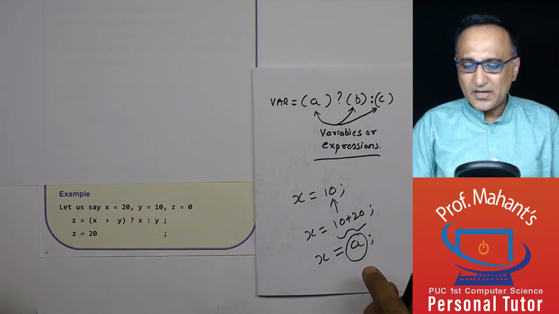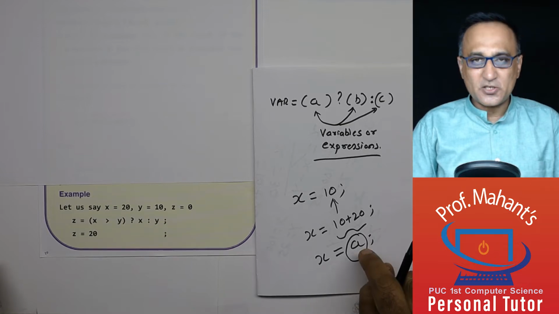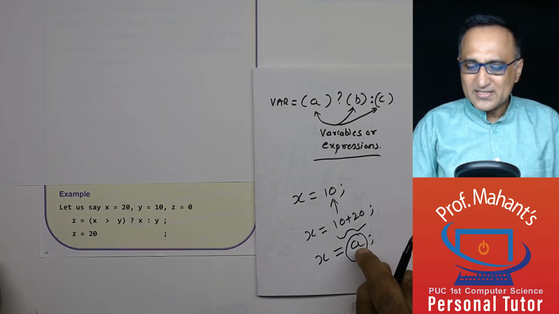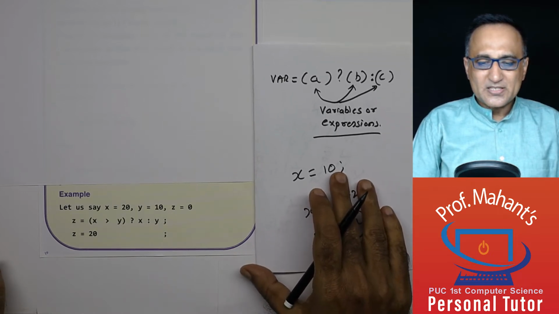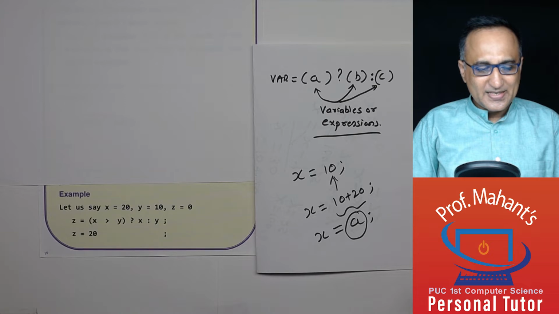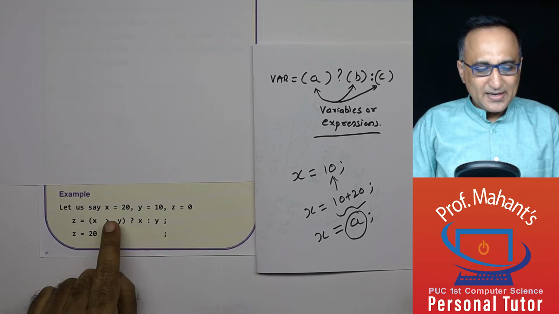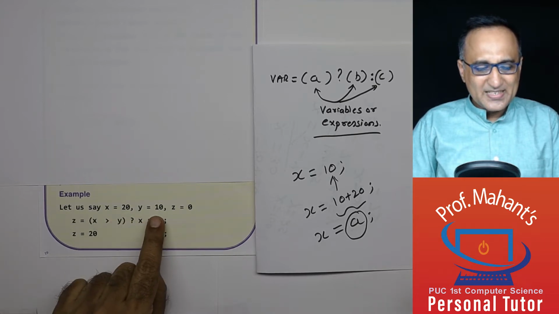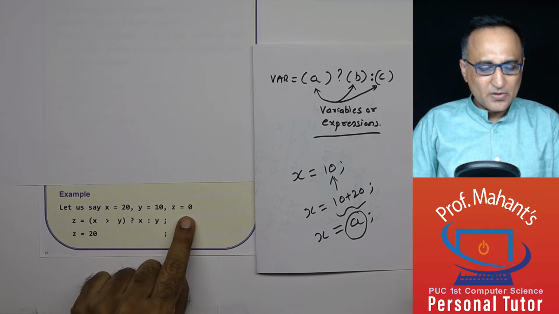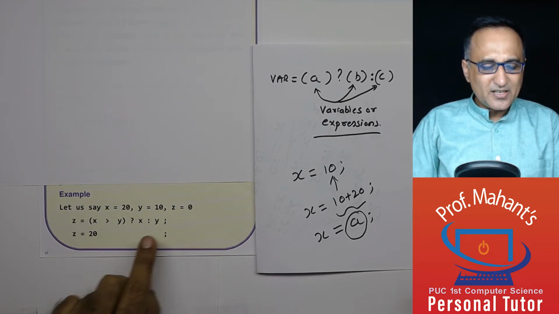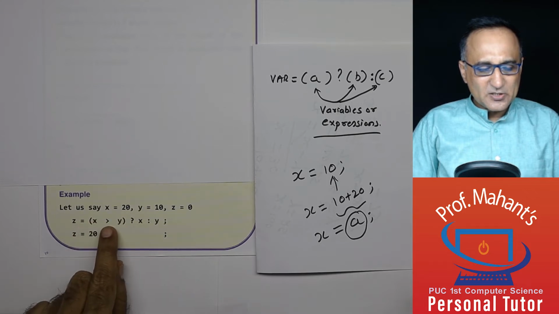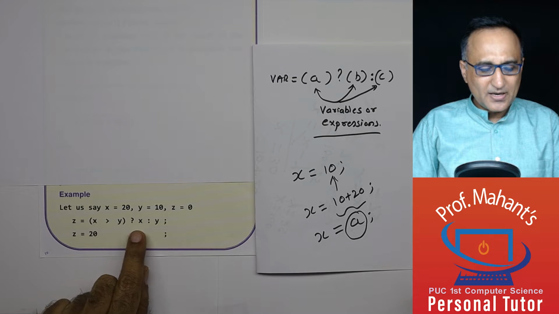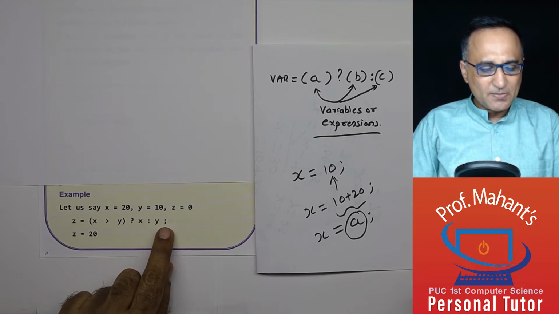Although it's a single variable or an operand, it is an expression because once you solve it, you will get a single value which gets copied into x. So in order to understand what a ternary operator is, let us take a look at an example. Let us say x is 20, y is 10 and z is 0. So what I am doing here is the ternary operator, forget this. z is assigned some expression followed by the question mark, another expression, colon, expression and then semicolon.